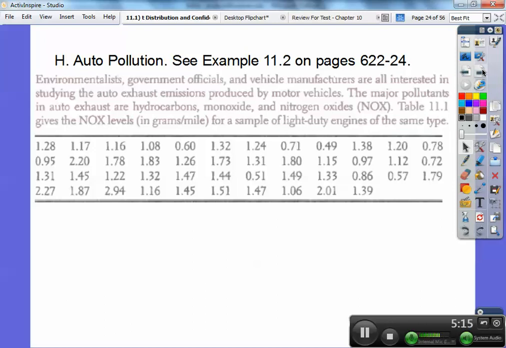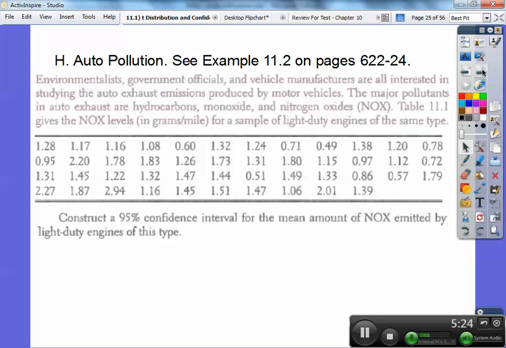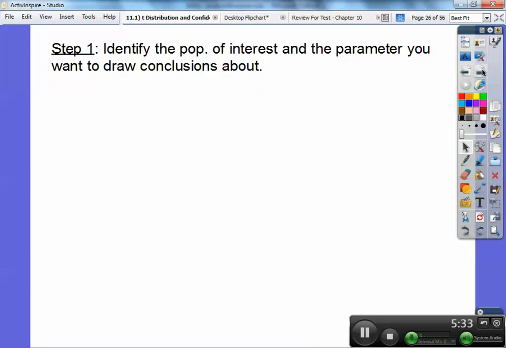Okay, now let's pause it right here, and you're going to enter all those numbers into list 1. Clear your list first, and then enter into list 1. When you come back, we're going to construct a 95% confidence interval. I'll show you by hand, and I'll show you on the calculator for the NOx emitted. All right, so step 1, yes, we got to go through this procedure on this one.